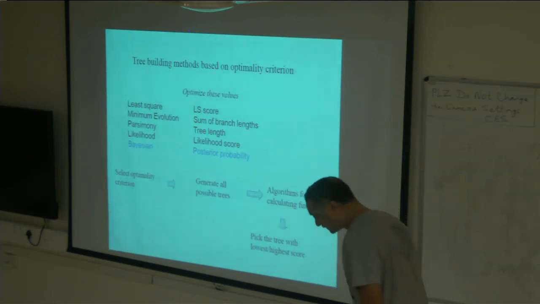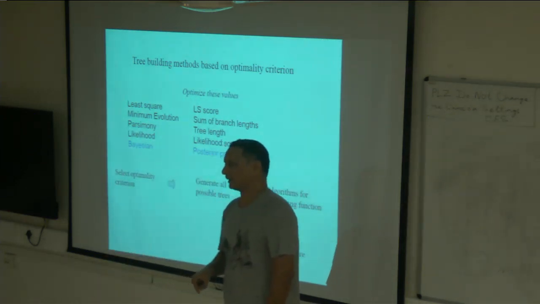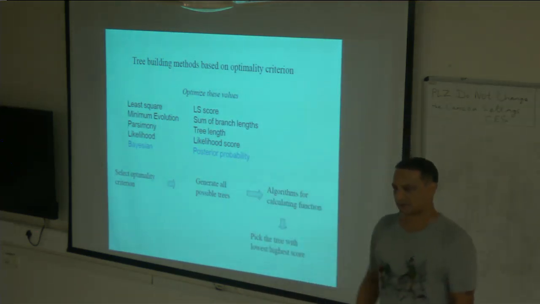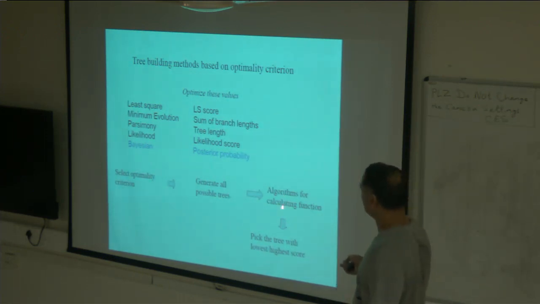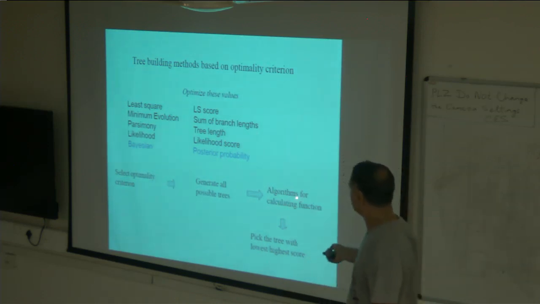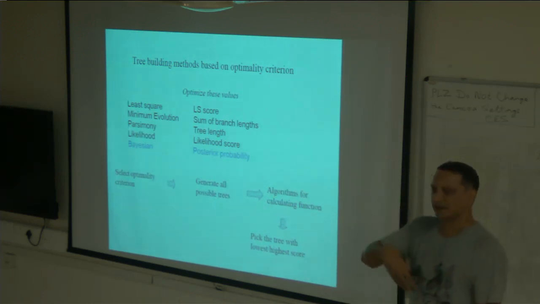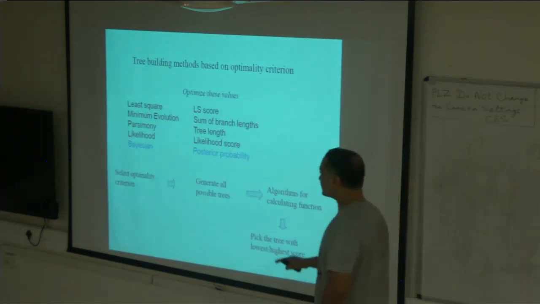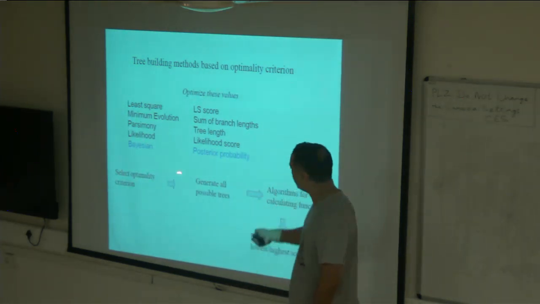So in case of optimality criteria based tree building method, you first select the criteria you want to use, right? So you say parsimony or likelihood or whatever, right? And then you have to generate all possible trees. Then you have to calculate whatever criteria you have picked, for all those trees. And then you have to pick the tree with the highest or the lowest value. Okay? And the interesting thing here really is then not the optimality criteria itself, but the rest of the process.